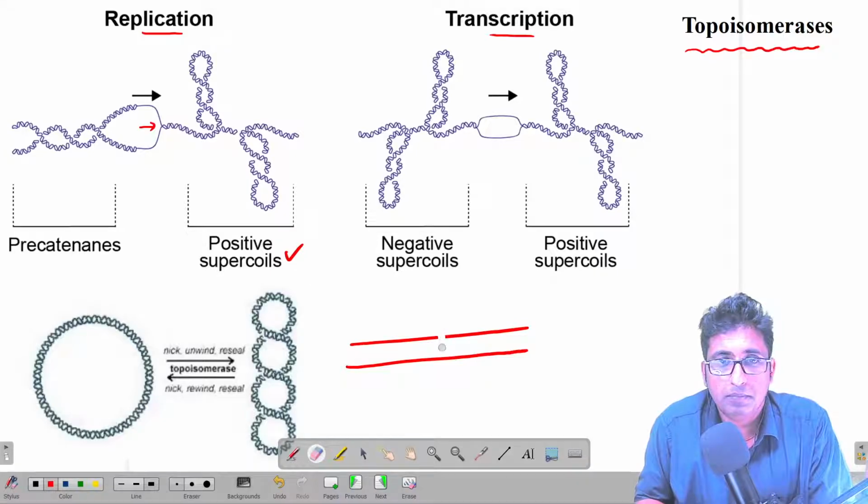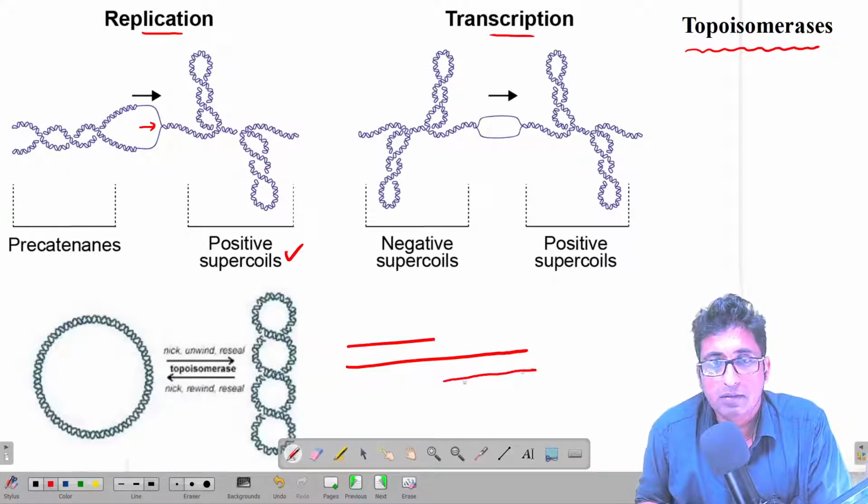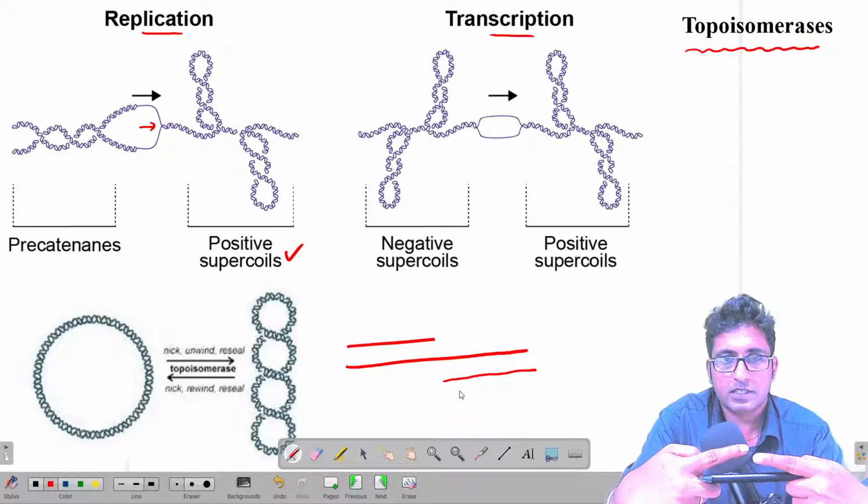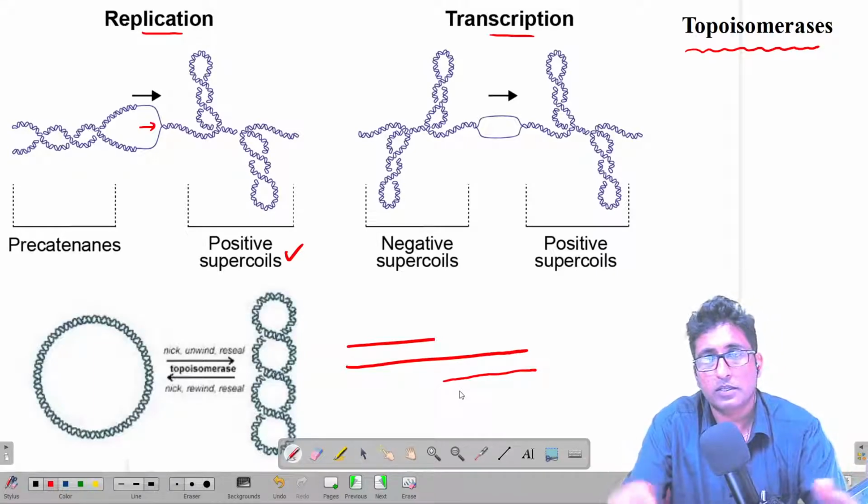It would make a nick in one of the strands and allow the strand, this DNA molecule, to move downwards and twist. If these are the two strands, there is a nick made by topoisomerase here, and this strand is allowed to move back like this and join here. By that way, one twist has been reduced. That is how topoisomerase 1 works.